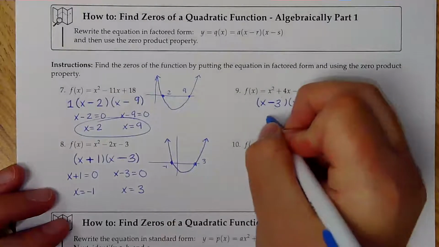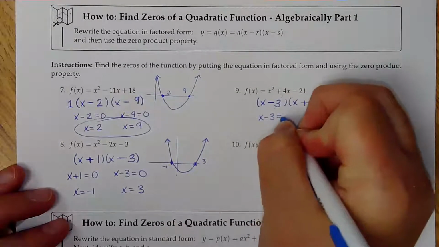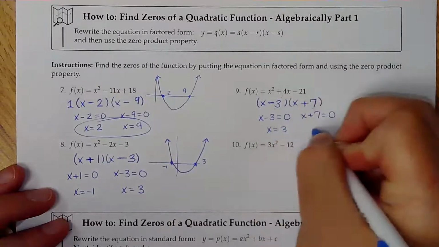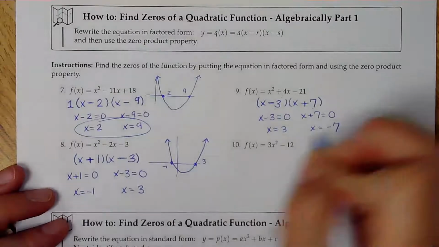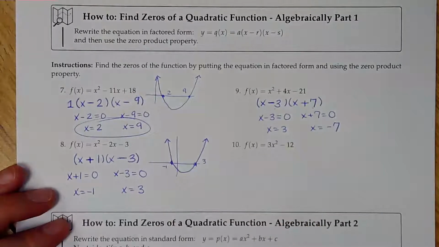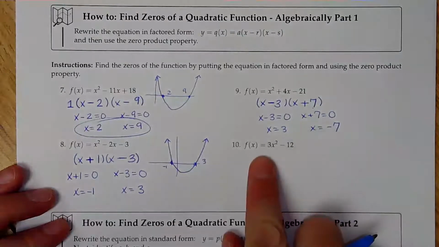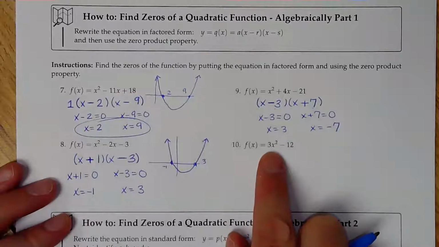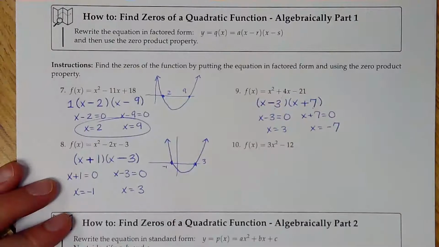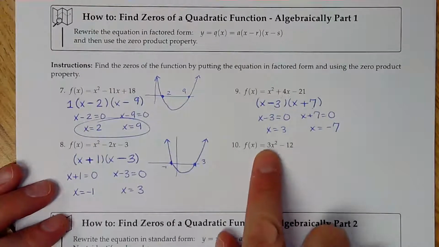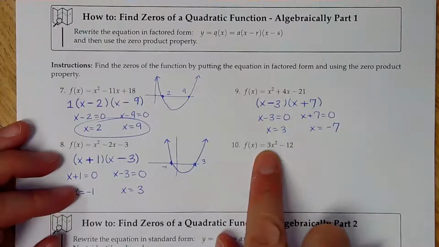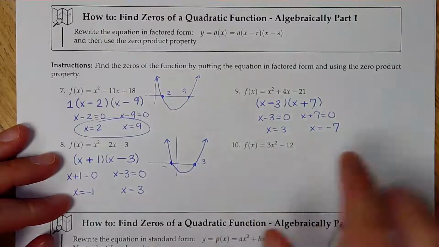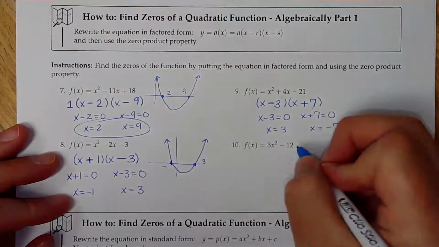And I'll apply my zero product property. So x minus 3 is 0, x plus 7 is 0. So x is 3 and x is negative 7. And I have one last one here. So some of you might be tempted to not do this factored form and try a different trick with this one, because there's a 3 in front of the x squared, which does often make it more difficult to factor. But what I'm going to do is I'm going to pull that 3 out first, and then we'll see if we can factor this thing.